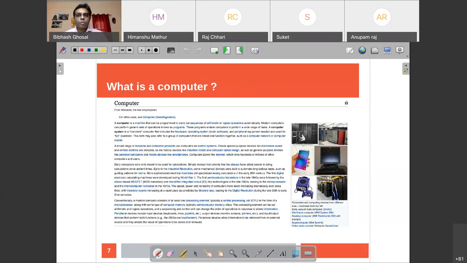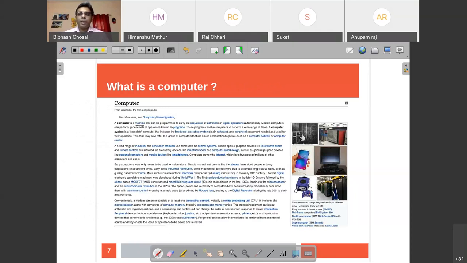So what is a computer? Well, Wikipedia says that it's a machine that can be programmed to carry out sequence of arithmetic and logical operations automatically. Very important thing to understand. It is a machine, number one. Yes, it's a machine.